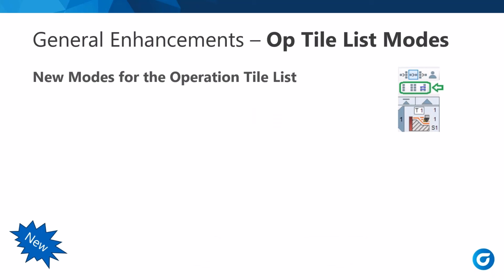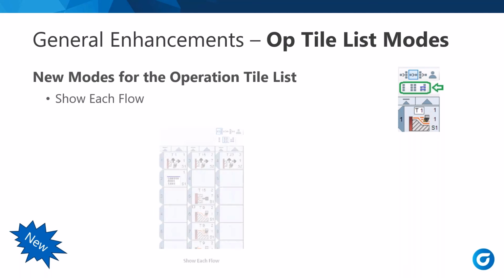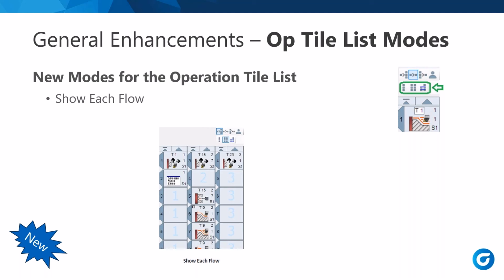Okay, still on general enhancements, we have OpTile list modes. These are new modes for the operation tile list. This has to do with if you're using MTM type of machines or Swiss, so some machine with more than one flow. Now we have a mode where we can show each flow instead of just having that one column. You see this example has 3 flows, and on the empty tiles, there's a watermark showing you which flow it is. So a lot of feedback for you.